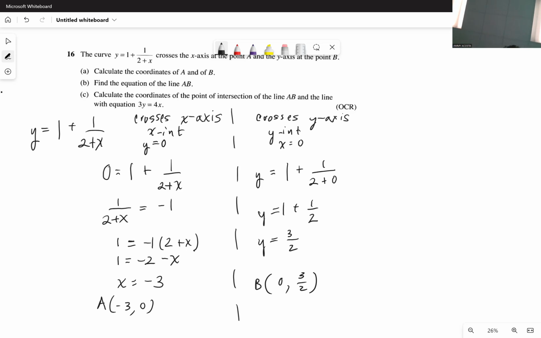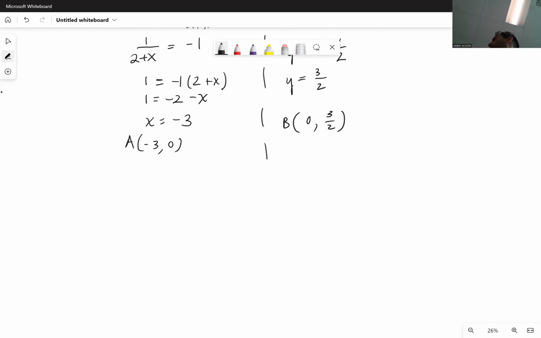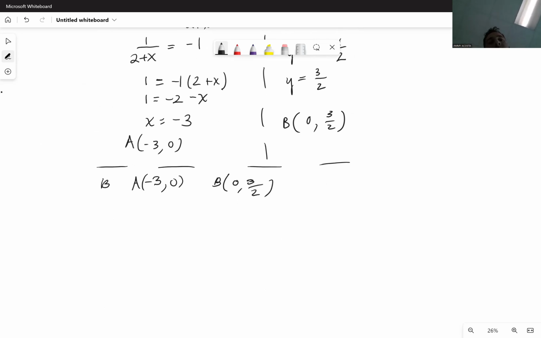All right, so the next thing is to find the equation of the line. This will be part B. So we're going to find the equation of the line. We have A is -3 comma 0. We have B is 0 comma 3/2. So we need a slope, don't we? So let's find the slope.